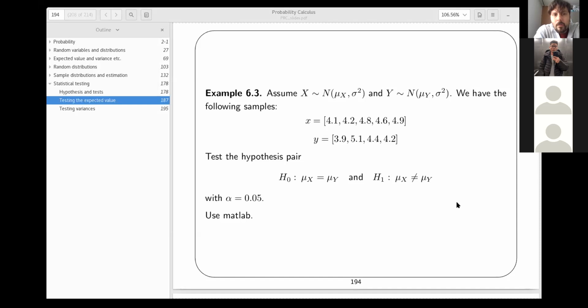Okay. We're going to go through these examples in a bit more detail. So sorry, I was calculating the wrong way around. Of course, it's the t CDF. That's the p-value there that I calculated.